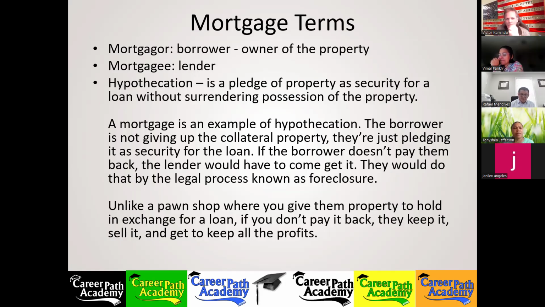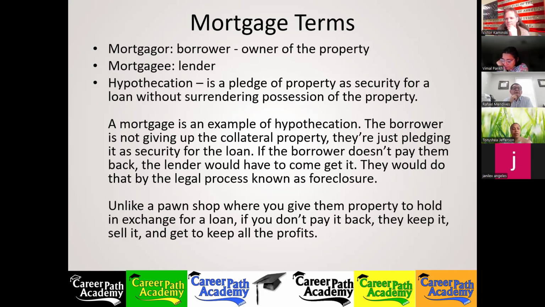Yeah. Well, a mortgage itself is an example of hypothecation, because hypothecation is just the pledge, where you're promising, hey, I promise to pay you back, and if I don't pay you back, you can take the property, sell it at auction, and use the proceeds to pay off the debt. But I'm not leaving that property with you. You have to come and get it. That's what hypothecation is. You're pledging the property as security for the loan, but you're not giving up that property. You're holding on to it. You're living in it.